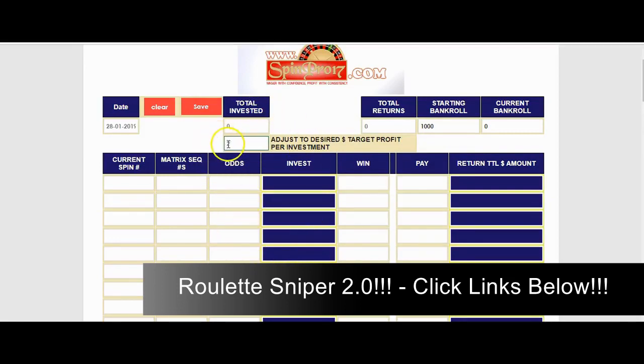Later on, when you have a good profit, you can set the target to not just 2 units or $2. You can set it to $5, $4, whatever the case may be. Of course, your invest amount is going to be a little bit more based on the odds. If we're setting a target of $2 or 2 units at 35 to 1 odds, it's telling us to invest 2 units per number times the sequence of 6 numbers.